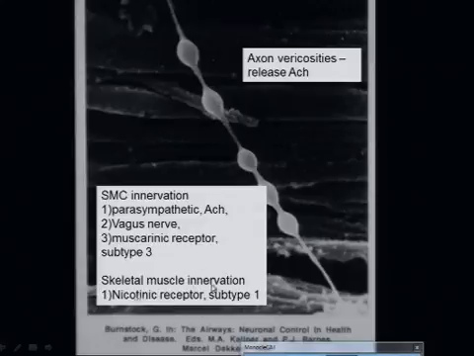Like I said, I'm not going to talk about the receptors, but different organ systems or different muscle cells have different receptors that respond differently to the different neurotransmitters. So it's important to know that they do have different receptors and they have different effects based on that. But I'm not going to specifically ask you which receptors are found in which tissues.